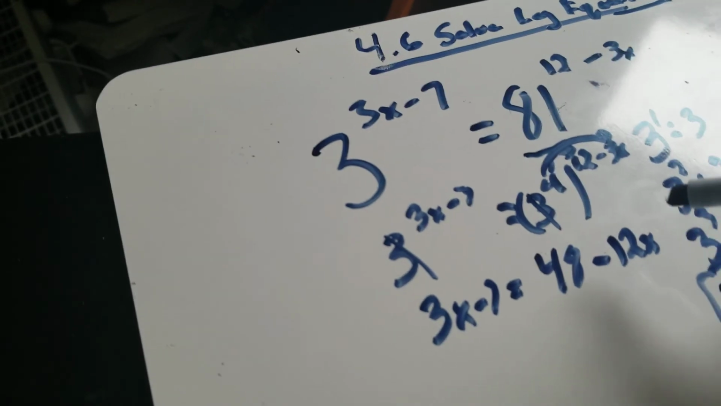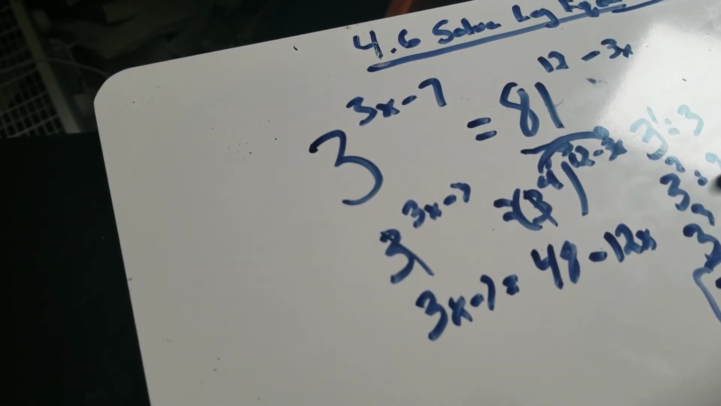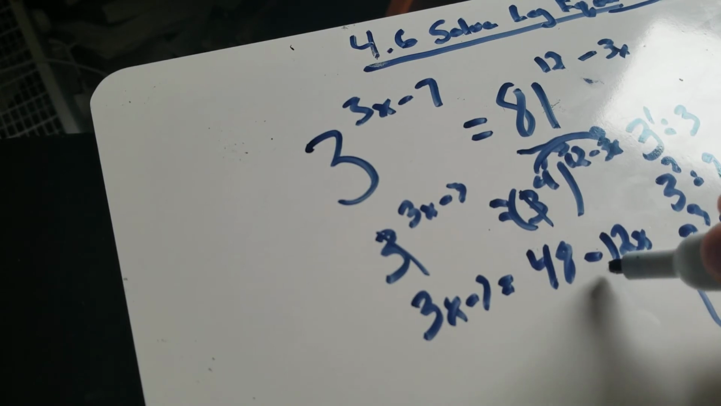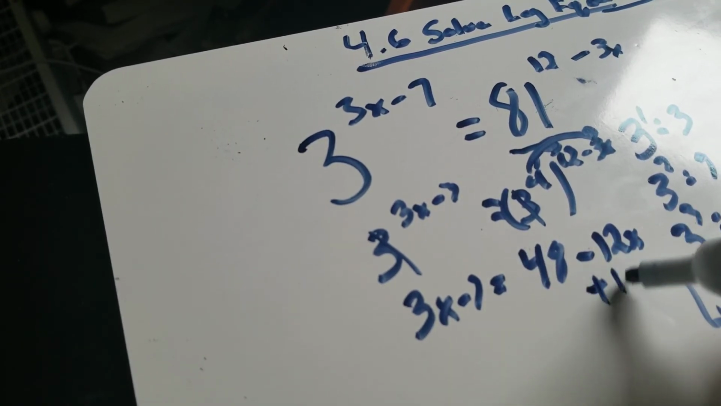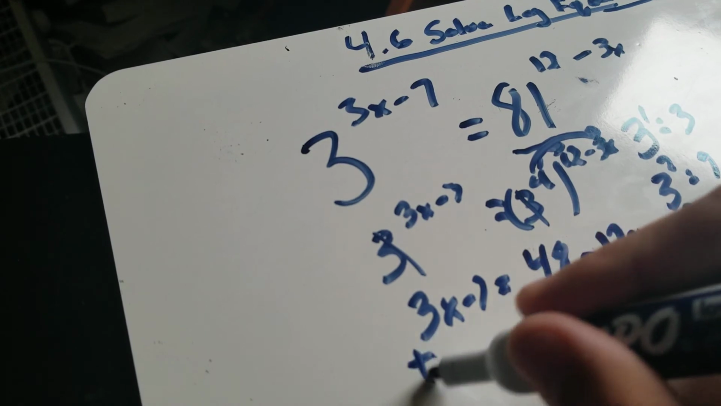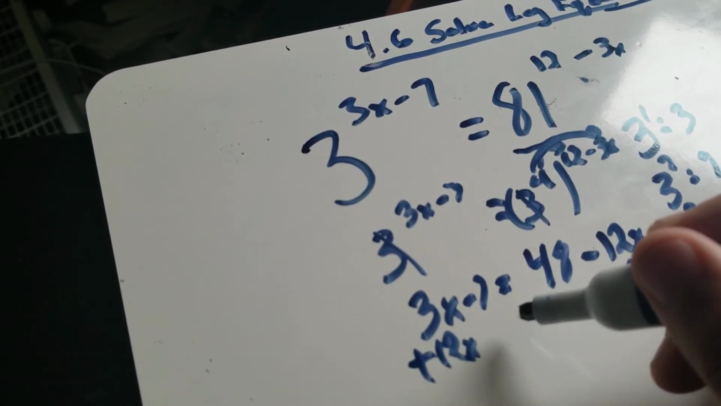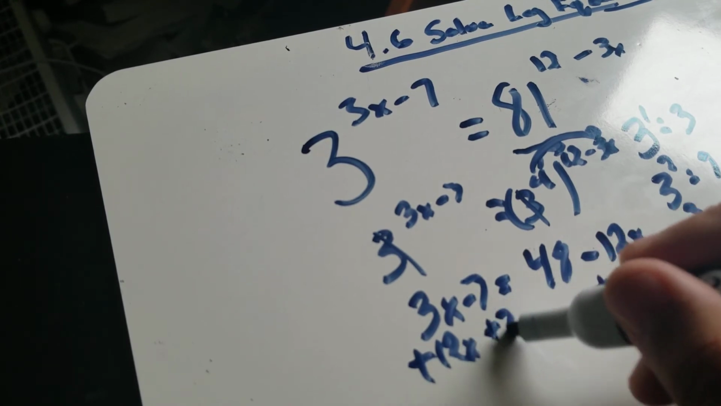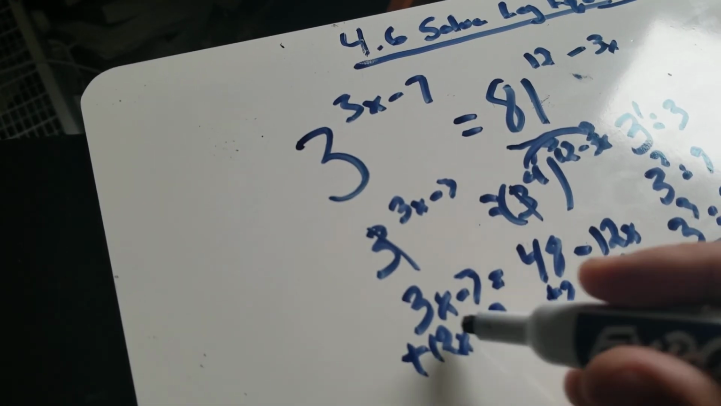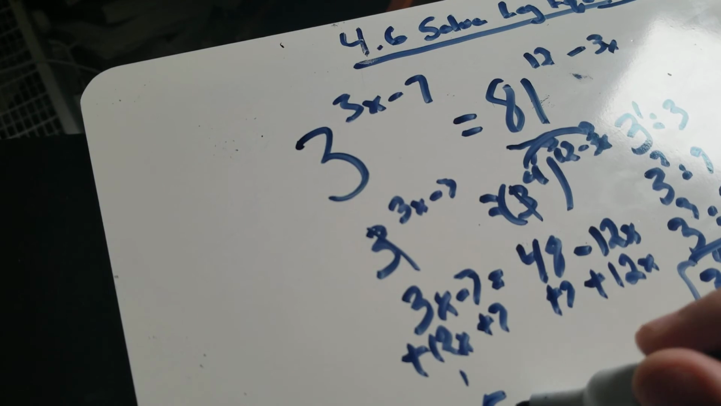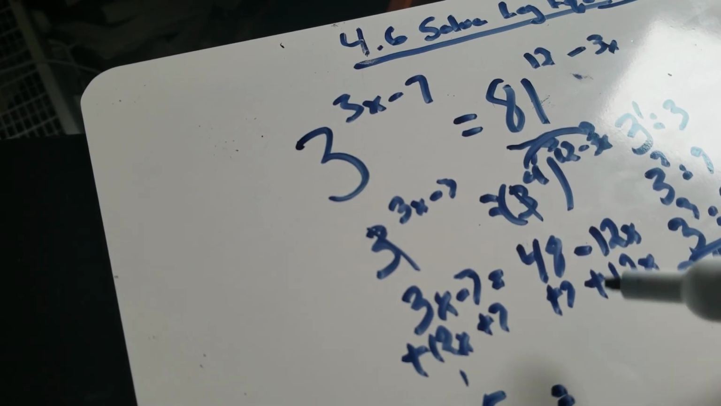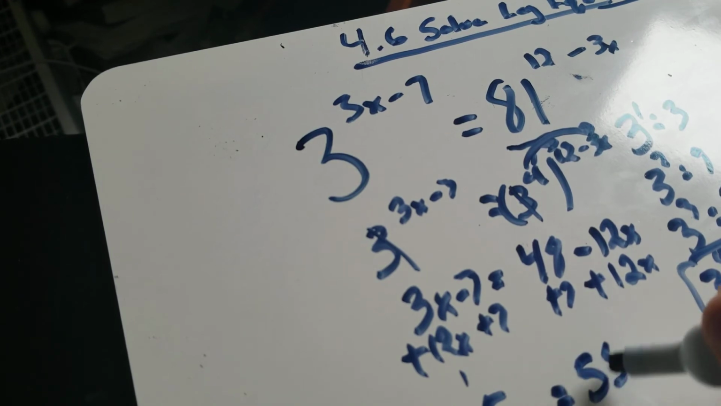Okay, so usually how I do it, I remove the smaller of the two x's, and negative 12 is smaller than 3. So I'm going to plus 12x here, plus 12x here. That allows me to move this guy around. So this is negative 7, right? So I'm going to do plus 7 here, plus 7 here. So this is 15x equals 48 plus 7 is 55.